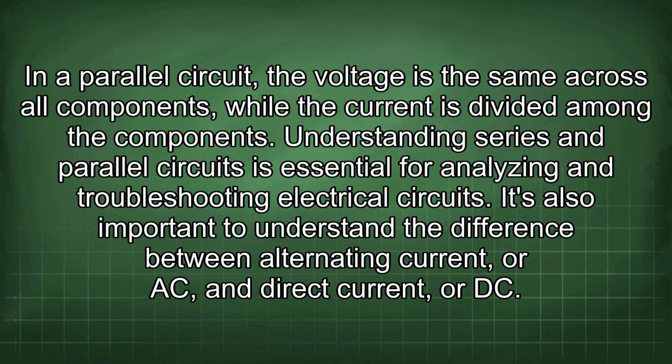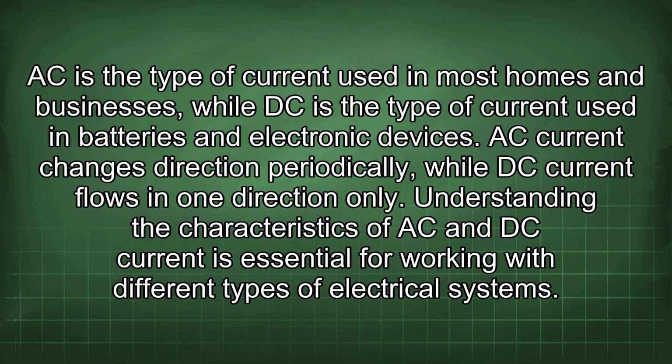It's also important to understand the difference between alternating current, or AC, and direct current, or DC. AC is the type of current used in most homes and businesses, while DC is the type of current used in batteries and electronic devices. AC current changes direction periodically, while DC current flows in one direction only. Understanding the characteristics of AC and DC current is essential for working with different types of electrical systems.